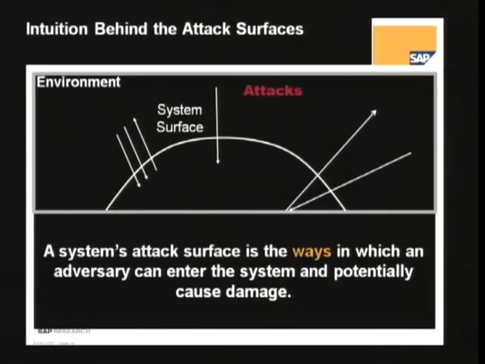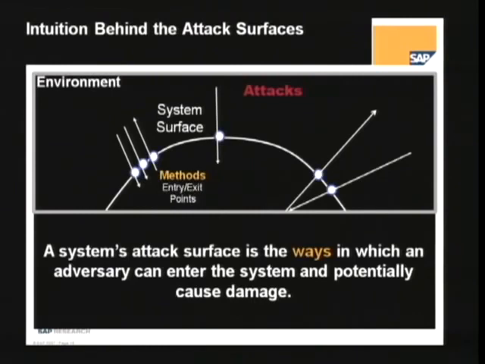So, okay, what is the intuition behind the attack surface? Consider a system. A system always lives in an environment, right? So we have the system surface, and the system interacts with its environment through the system surface. This is a kind of abstraction. A system's attack surface is the ways in which an attacker can enter the system and potentially cause damage. So the question is now, what are these ways?